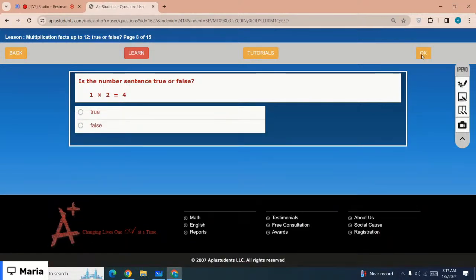Is the number sentence true or false? 1 times 2 equals 4. Which is the correct option? That is also false. Very good.